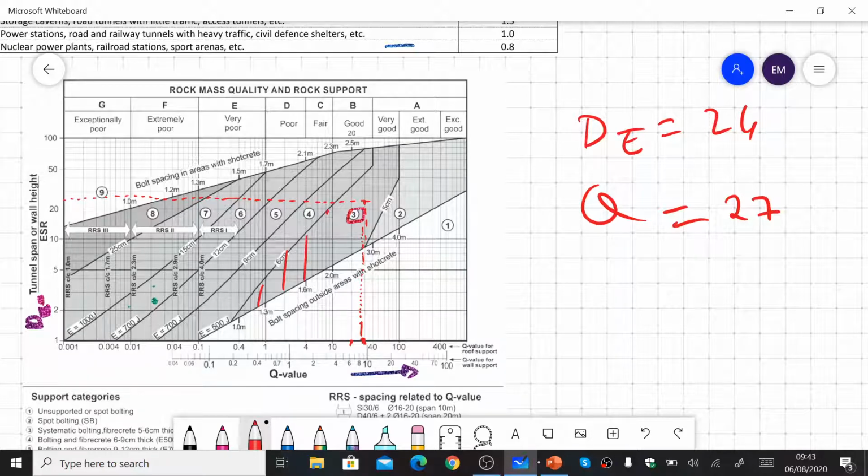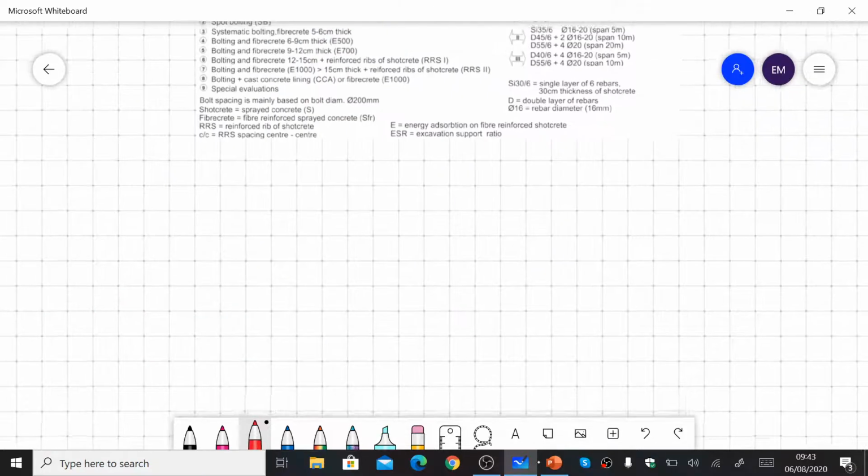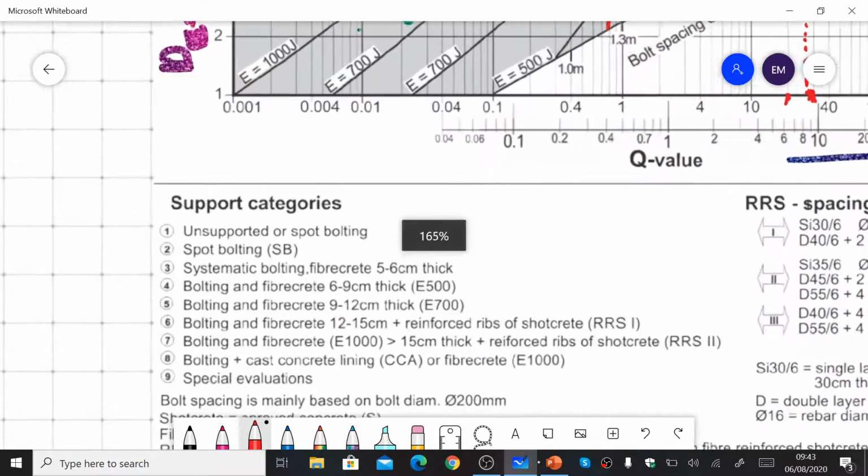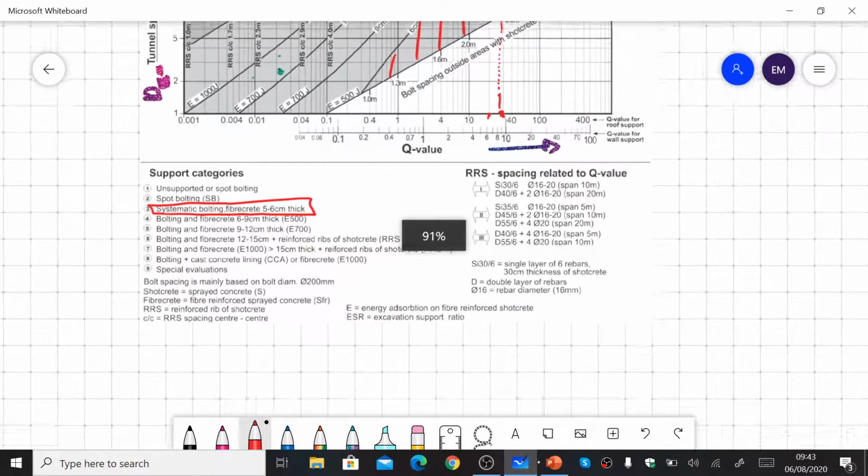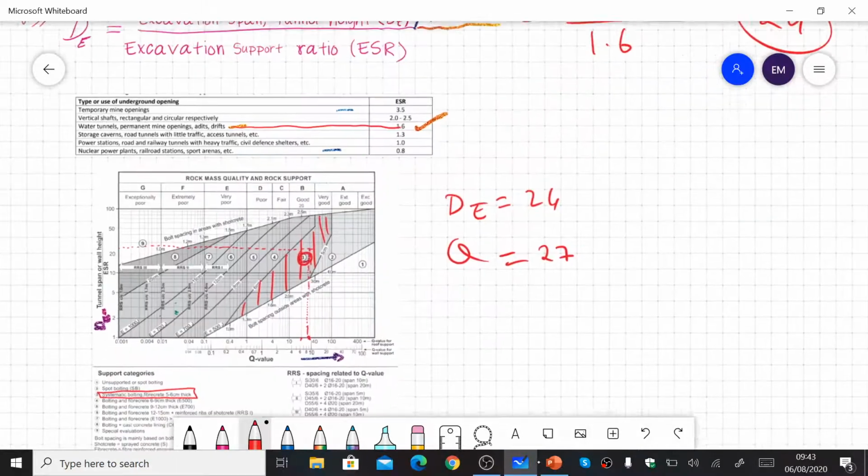You see this zone is zone number 3, so that means we have to use the support option of number 3, and that is we will use systematic bolting and fiber concrete of 5 to 6 centimeters thick. So this is how the Q system works.